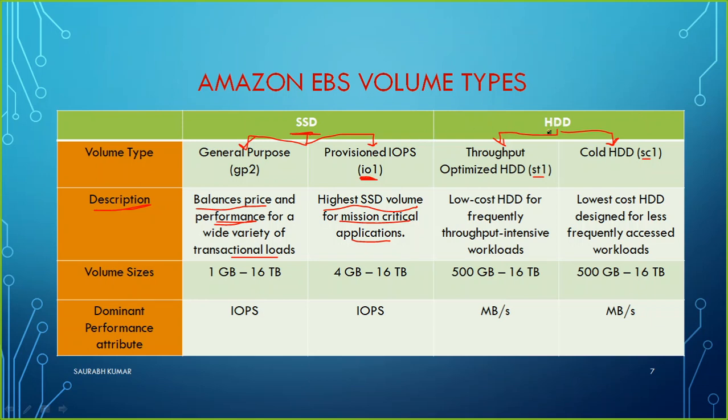Now if we talk about HDD, we have two categories. One is throughput optimized, which is better for throughput, same like this one, input output. Here it is a low cost hard disk for frequently accessed, throughput intensive workloads. If you want to keep some data which you access frequently, but you don't want to pay much for SSD, you want to compromise on the price and use only HDD, then you go for this option. It will be lower in price compared to SSD, but it is used for frequent throughput.